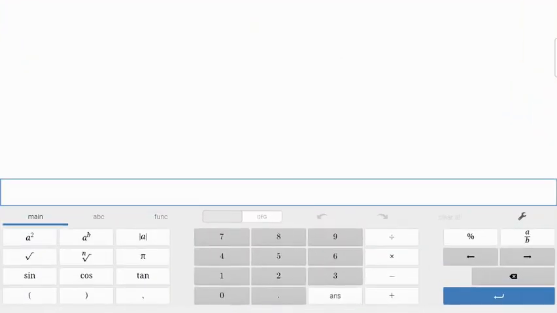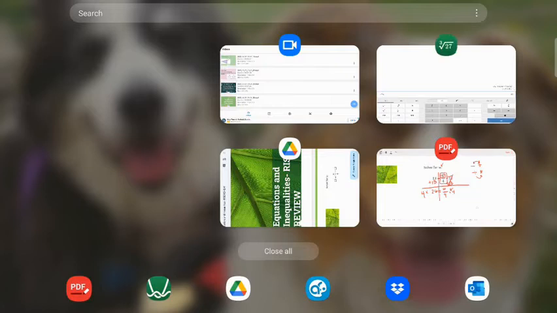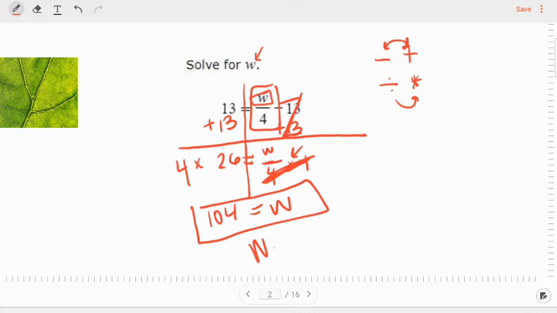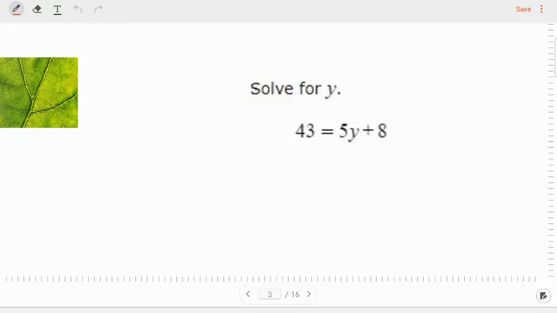So 4 times 26 is 104. Equals, when I times and divide something at the same time, it gives me 1, which in this case cancels out. W is equal to 104. Now you can write your answer like this, or 104 equals W. Either way works. Okay, let's start a second problem.